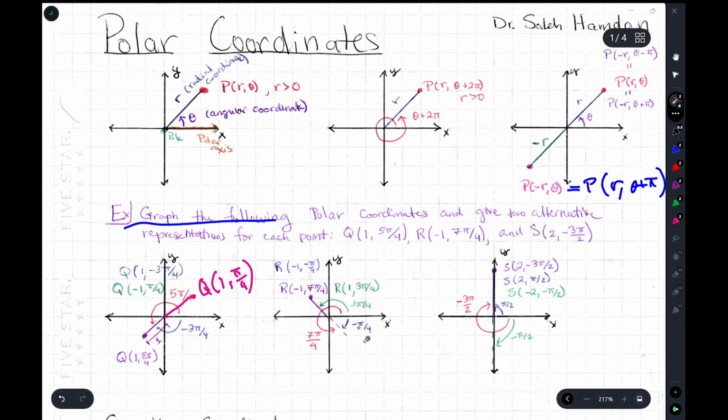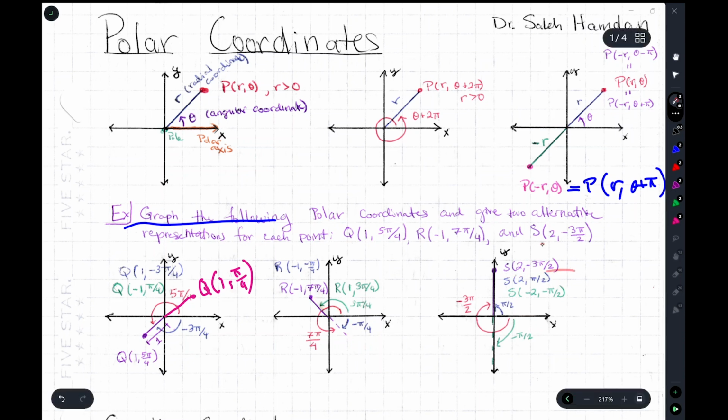Well, we could flip both signs. We could wind down -pi over 4. Okay? Here would be the point 1, pi over 4, and then flip it. And so you'll get -1, pi over 4. That's yet another representation of the point R.